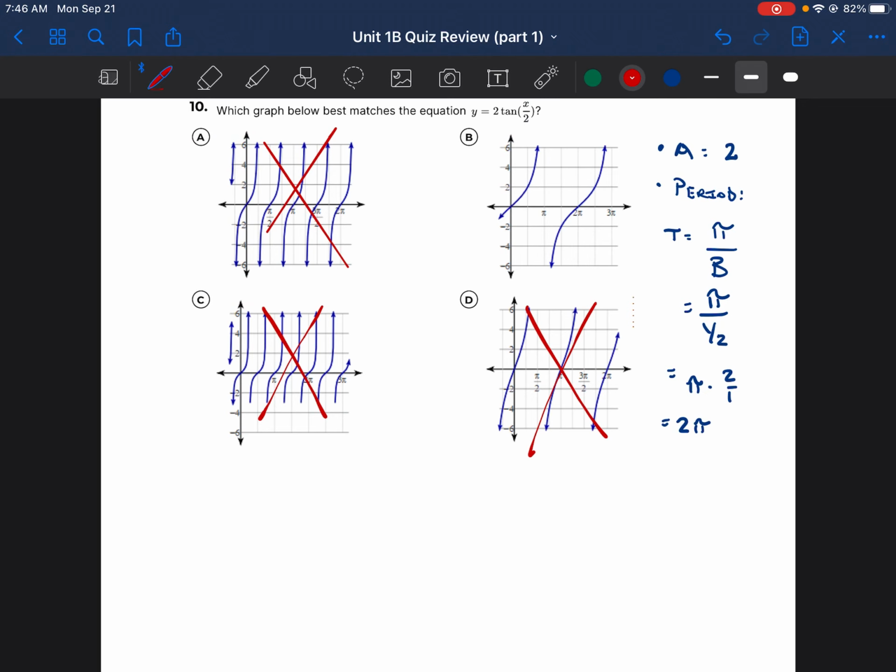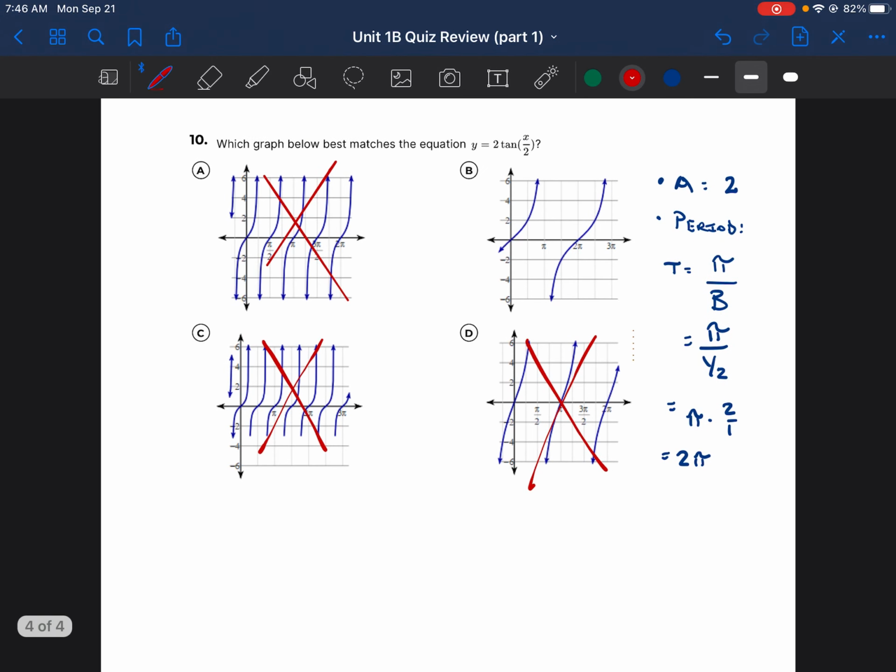So it turns out we didn't even need the A term because A, C, and D all had the incorrect period. So B is the correct answer, and we are done.